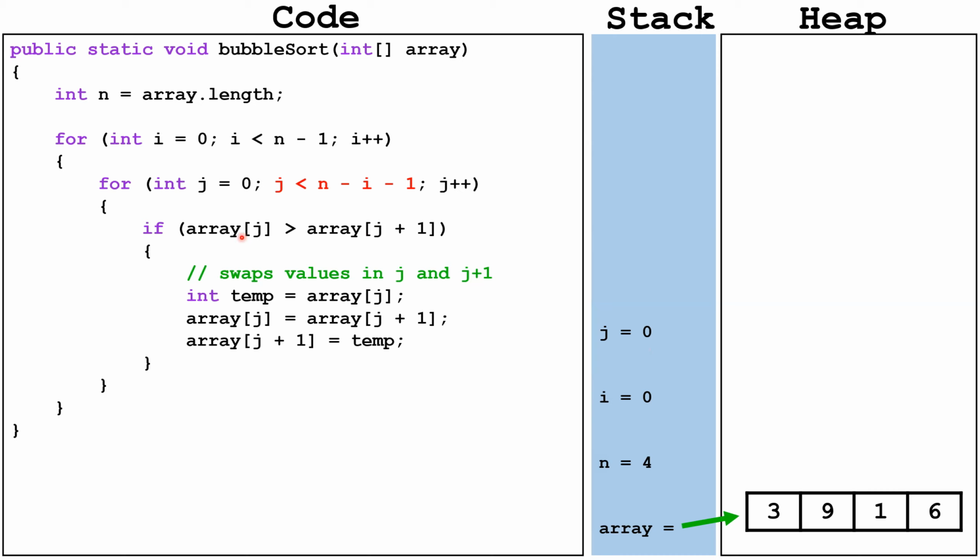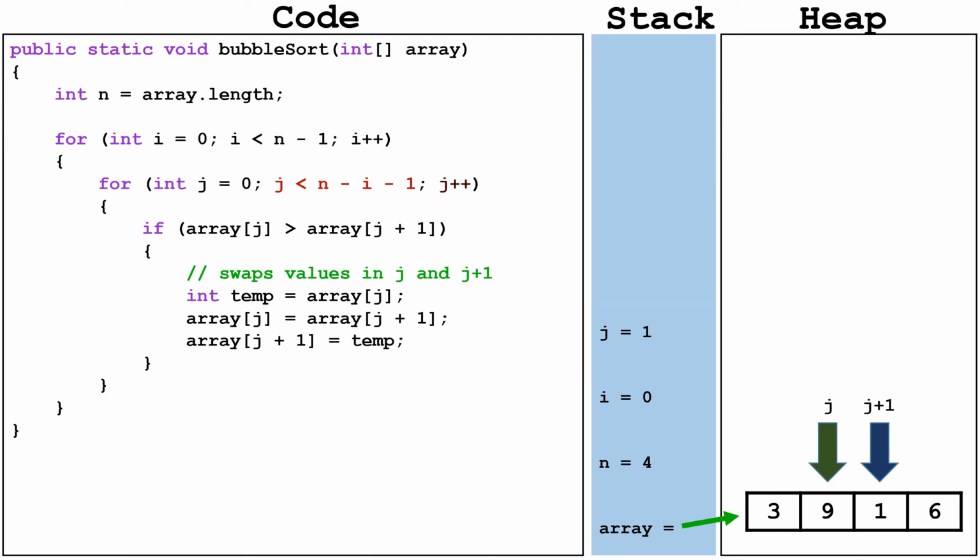So we keep going. Now we're going to compare, is what's in index j greater than what's in index j plus 1? So what's in index j is 3. Is that greater than what's in index j plus 1, which is 9? It's not. It's false. So we don't do this code. We don't swap the values because these are already in the correct order. So then we get to the end of the internal for loop, and we increment j to 1.